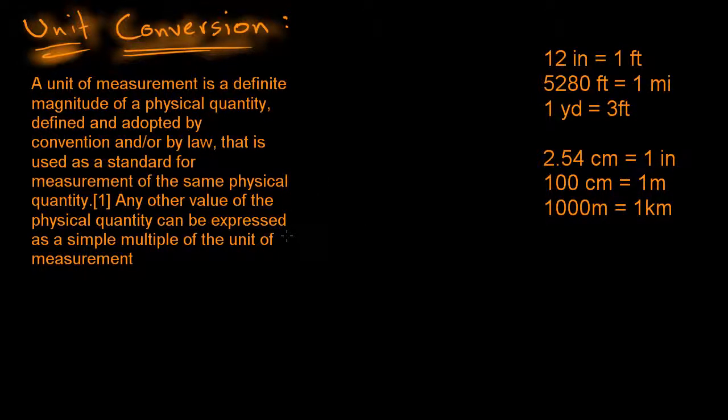What is a unit of measurement? A unit of measurement is defined as, this came from Wikipedia, a definite magnitude of a physical quantity defined and adopted by convention and or by law that is used as a standard for measurement of the same physical quantity. Any other value of the physical quantity can be expressed as a simple multiple of the unit of measurement.